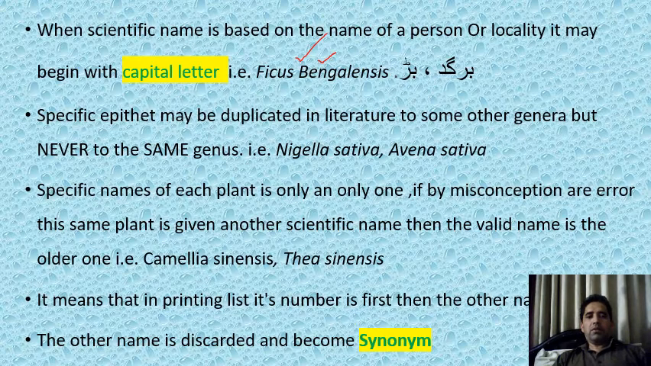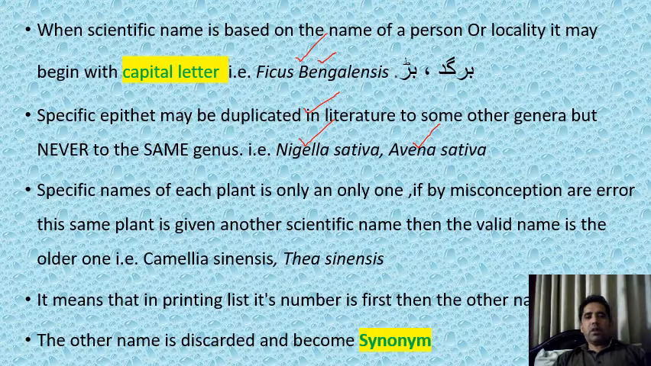The next character is that the specific epithet may be duplicated. The generic name cannot be duplicated, but the specific epithet can be duplicated, though for a different plant. For example, Nigella sativa, Kalonji, and Avena sativa, oat. Sativa comes again with two different genera.